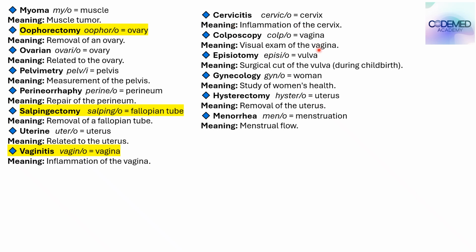Then scopy is viewing. So if I'm viewing the vagina, it is called colposcopy, and if I'm viewing the uterus, it is called hysteroscopy. Episiotomy is basically a surgical cut of the vulva, and it is usually done during childbirth. Then gynecology is the study of women's health, and obstetrics is the study of only the pregnant uterus. So pay attention to that because all these terminologies are asked repeatedly.